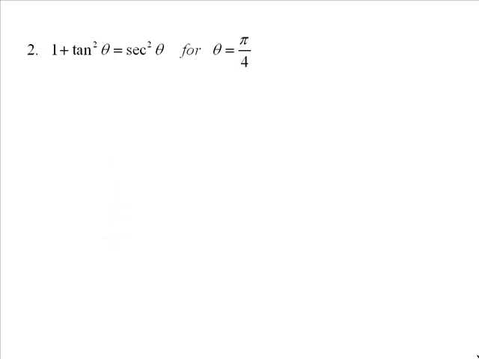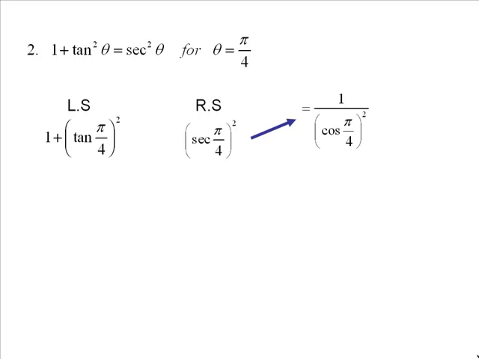Let's take a look at another one. These questions are more than anything practice with exact values. We actually know that these statements, these equations, are true. So it's really not serving any real purpose other than to practice those. So we plug in pi over 4, 45 degrees, into both. On the left side, we would get 1 plus tan of pi over 4 squared. On the right side, we would get secant of pi over 4 all squared.